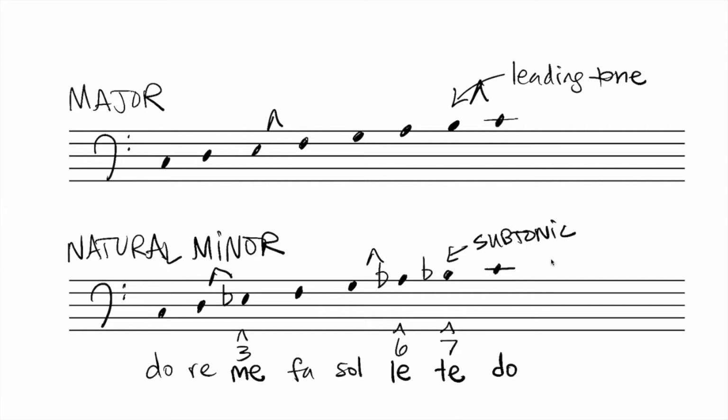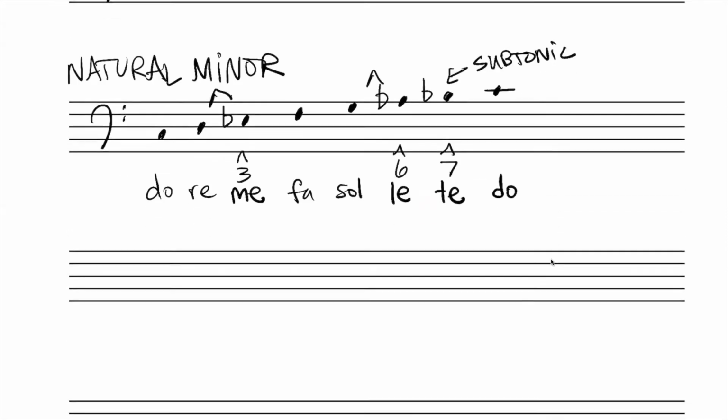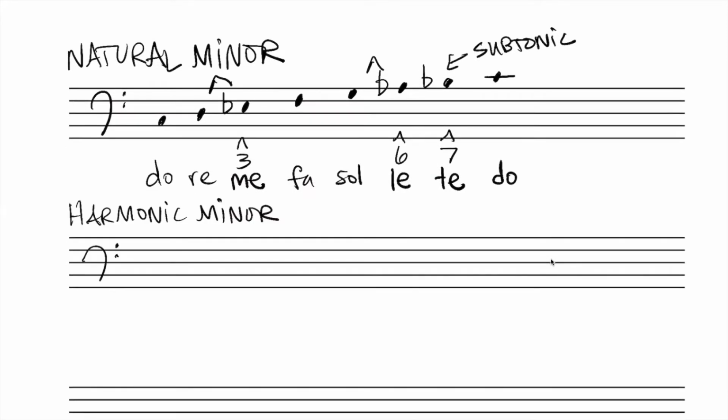Okay, so we know what natural minor is. It has a lowered scale degree 3, lowered scale degree 6, and lowered scale degree 7 in comparison to its parallel major counterpart. I'm going to show you now another variation of the minor scale. This one's called harmonic minor.